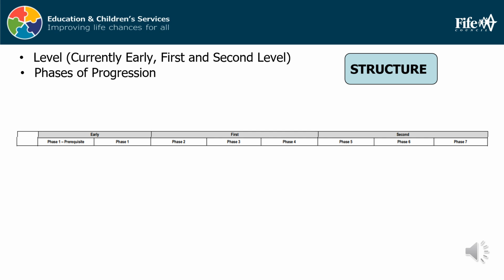Phases have been introduced to emphasize progression through a level. Early level is broken down into two phases, with the emphasis of Phase 1 prerequisites being the foundations of Phase 1. First level and second level are broken down into three phases of progression.